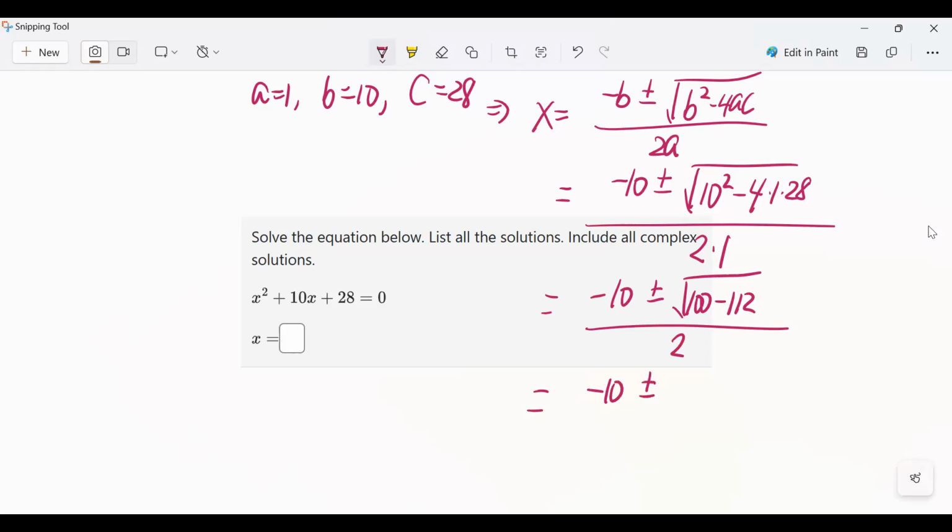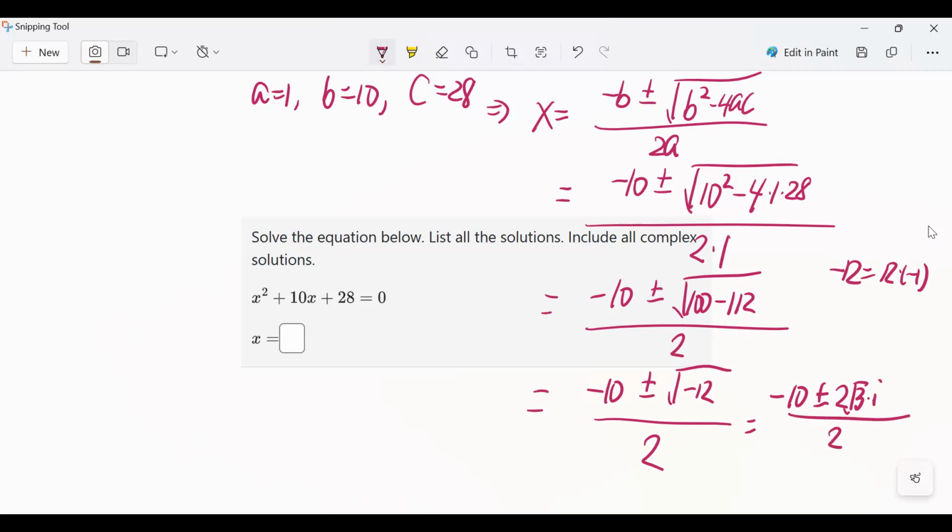Negative 10 plus minus radical negative 12. And it's the same thing, right? Like what we did from the first question. So it's minus 10 plus minus, and negative 12 is 12 times negative 1. Then radical 12 is 2 radical 3, just like the other one, over 2. And you're going to divide, you end up with minus 5 plus minus radical 3i.